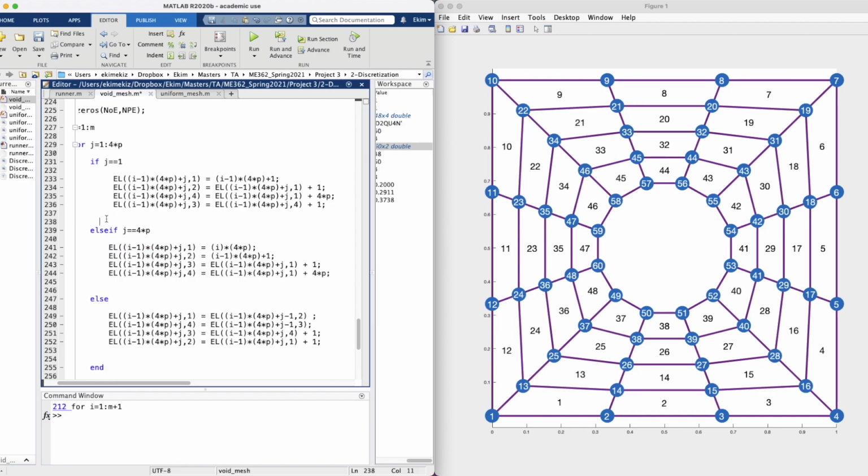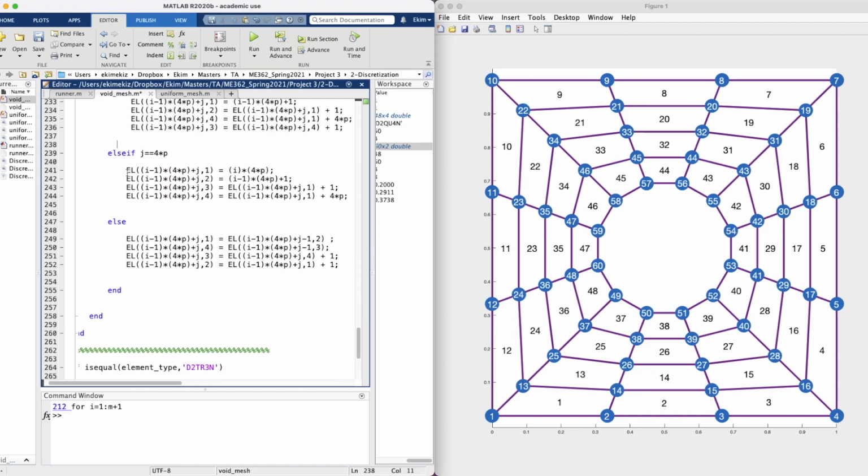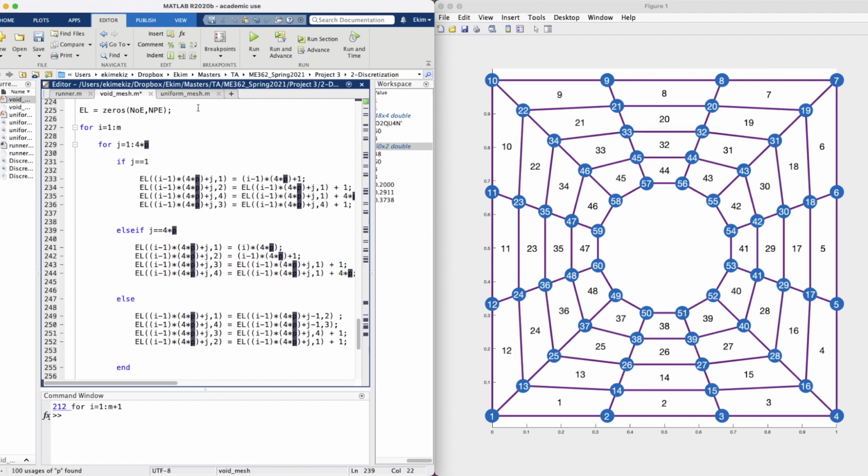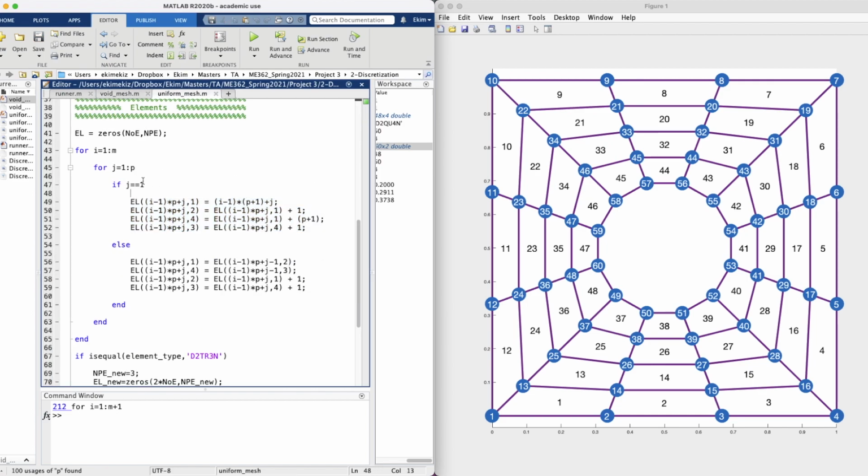And the only thing that's left to check is if j is equal to 4p. So remember, for uniform mesh, j counted our columns, right?